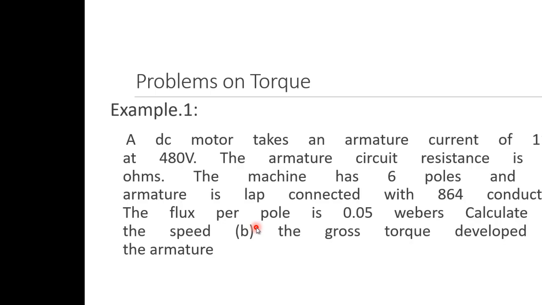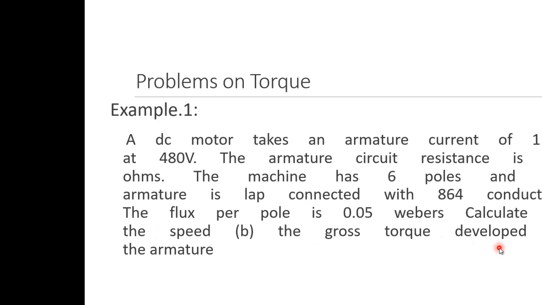So here, a DC motor takes an armature current of 110 amps at 480 volts, and the armature circuit resistance is 0.2 ohms, and the machine has 6 poles and the armature is lap connected with 864 conductors, and the flux per pole is 0.05 webers. Now calculate the speed and the gross torque developed by the armature.